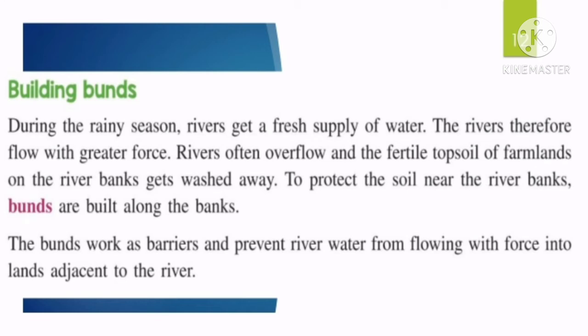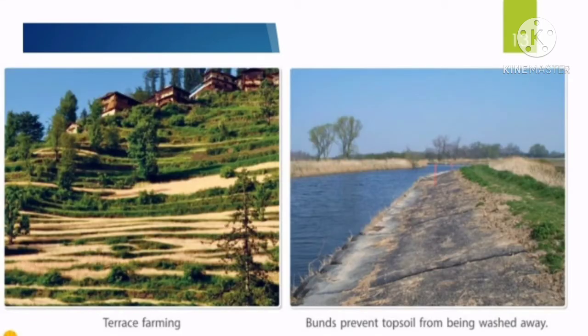Dear class, what is a bund? It is just a barrier that is made near the farmland, near the river banks, so that when the river's level increases, they do not overflow. You can see here in the diagram, the second one is the diagram of bunds. It is used to prevent the topsoil from being eroded, because if soil is just there, then it can be easily eroded. But when we make the surface like this, then it will help in preventing soil erosion.